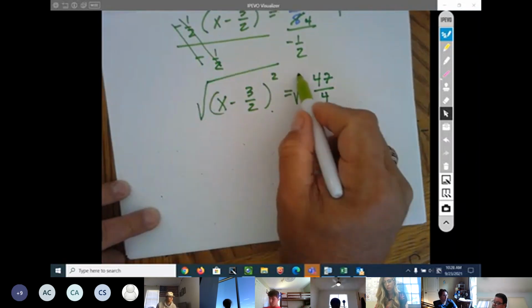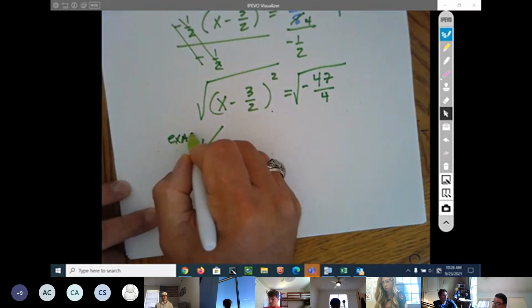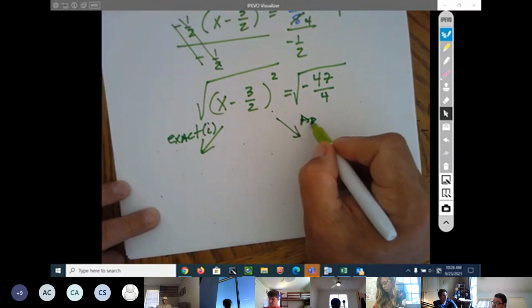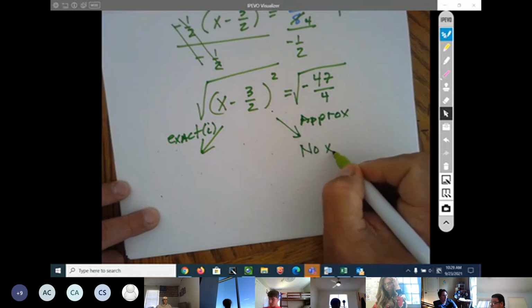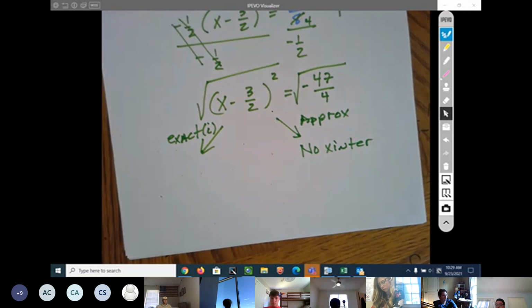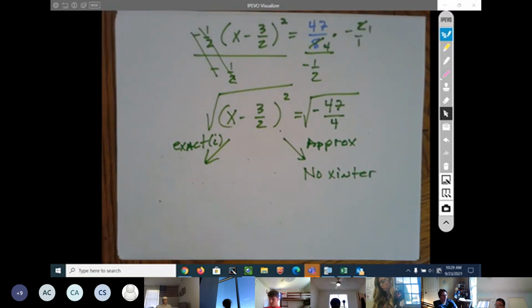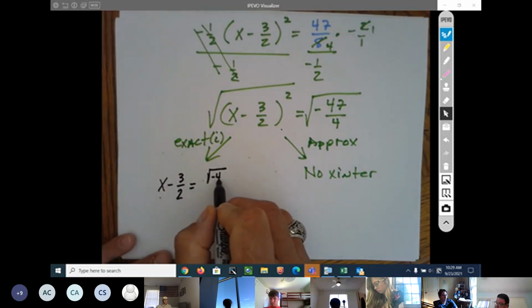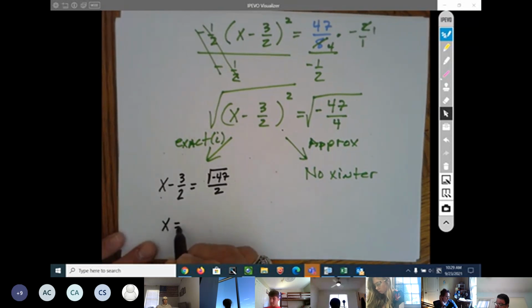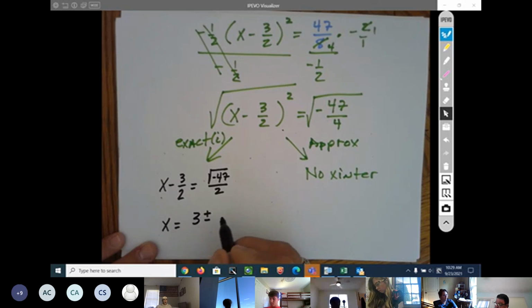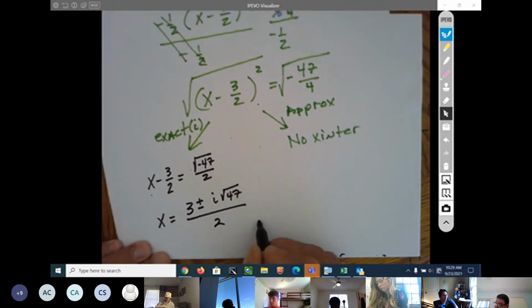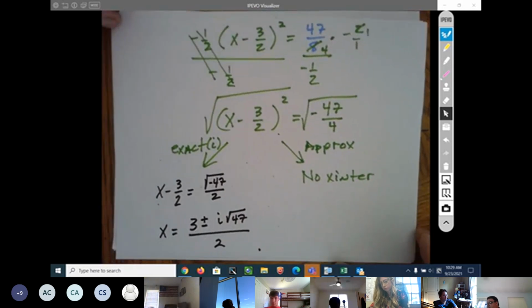And take the square root of both sides. At this point, we're going to have an exact answer with i. The reason I'm putting i right there is because we don't have x-intercepts. The approximate answer is no x-intercepts, because you can't get a decimal out of something that's not there. So I'm going to solve it. x minus 3/2 is equal to the square root of negative 47 over 2. And x is equal to 3 plus or minus i times the square root of 47 over 2. And that's what the homework and the test will want.